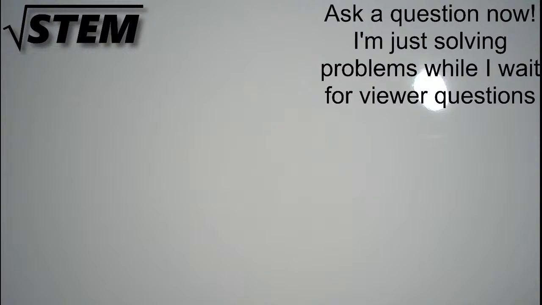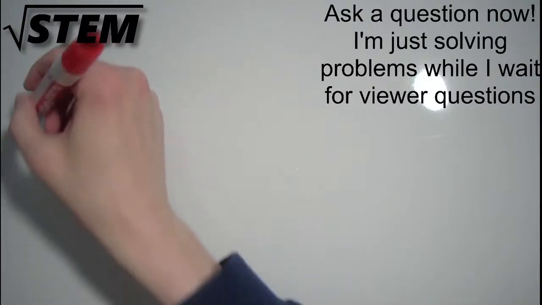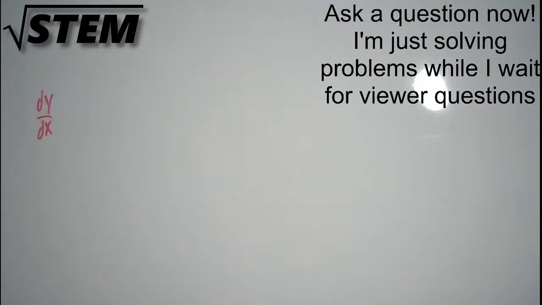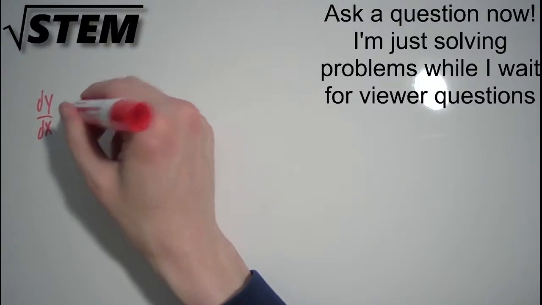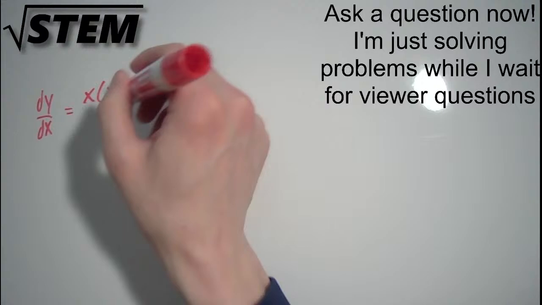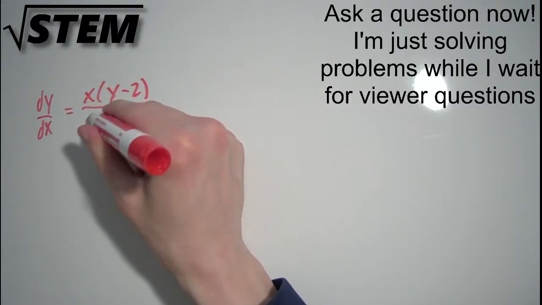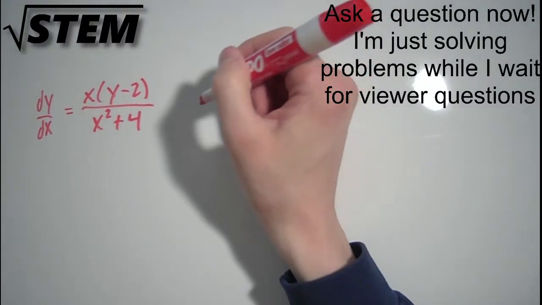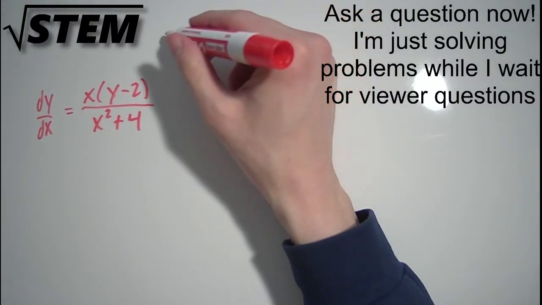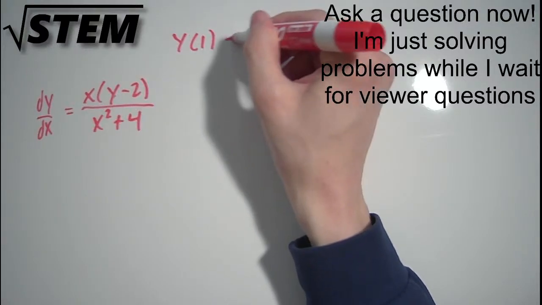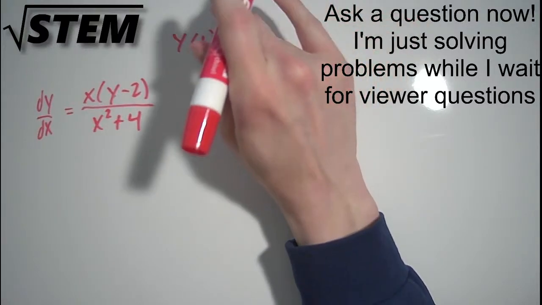Okay, let's try some that have an initial value for us. Here we'll have dy/dx being equal to x times y minus 2 divided by x squared plus 4. And up here I'm going to write we have our initial condition that y of 1 is equal to 5.